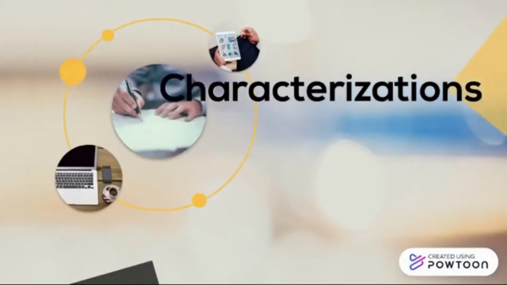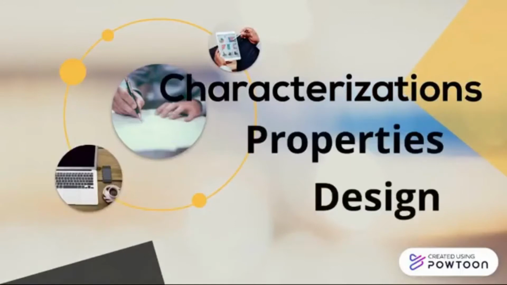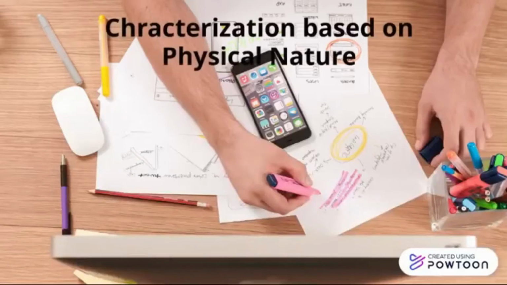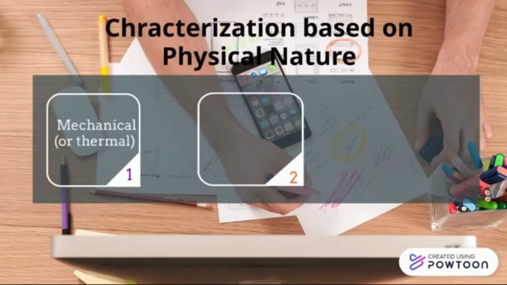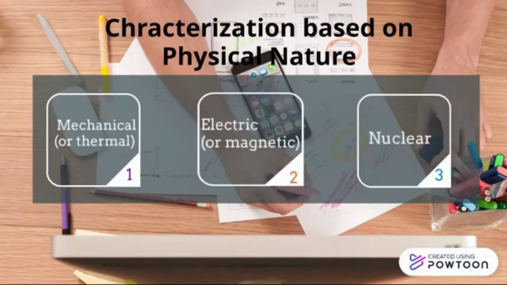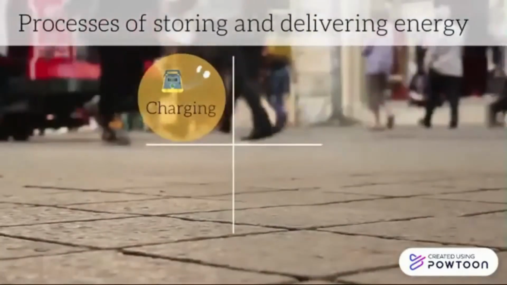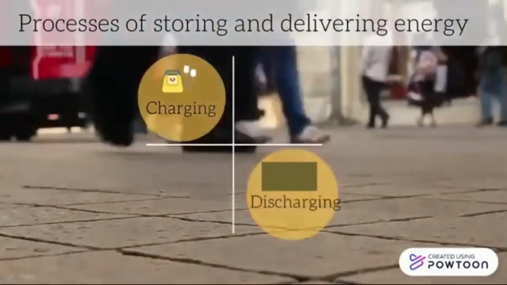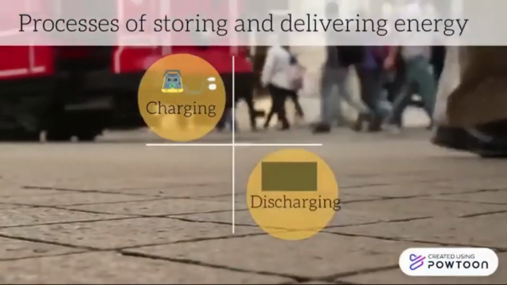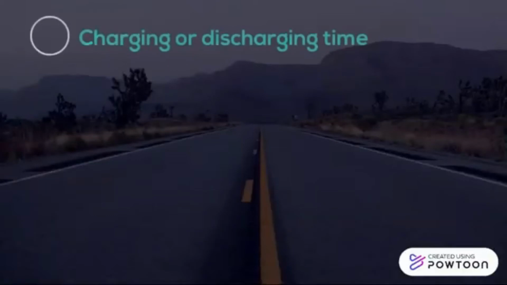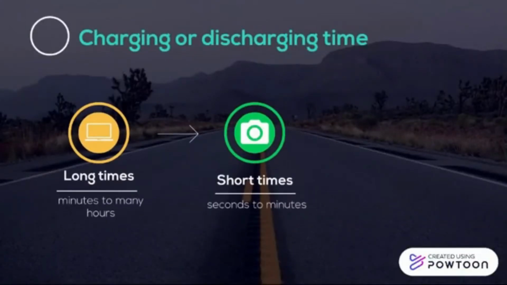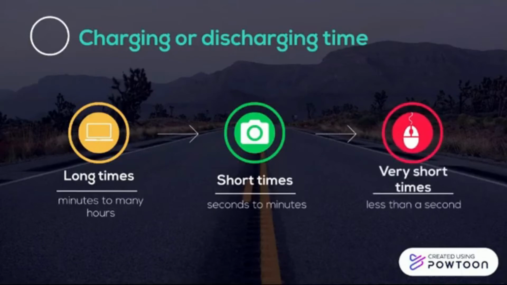Next, we will explain characterizations, properties, and design. Characterization based on physical nature: first, mechanical or thermal; second, electric or magnetic; and third, nuclear. There are two processes of storing and delivering energy, which are first, charging, and second, discharging. Charging or discharging time: first, long times, minutes to many hours; second, short times, seconds to minutes; and lastly, very short times, less than a second.